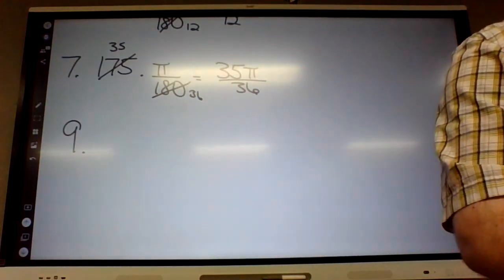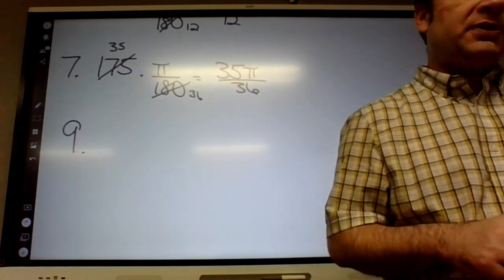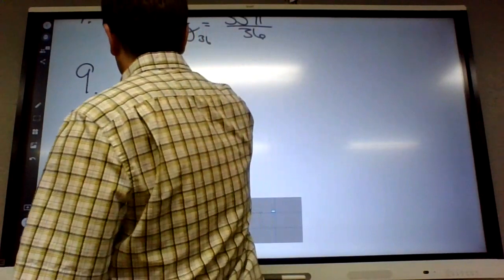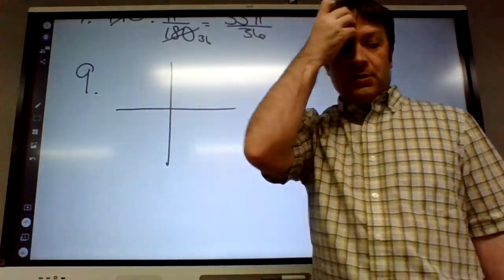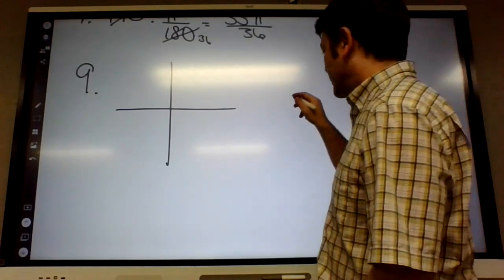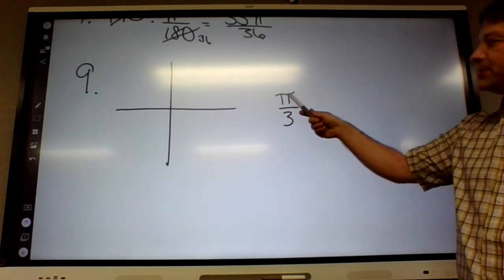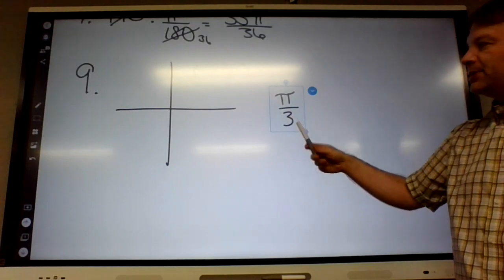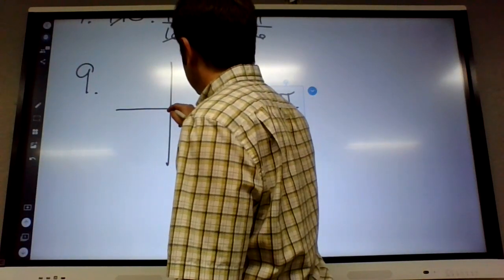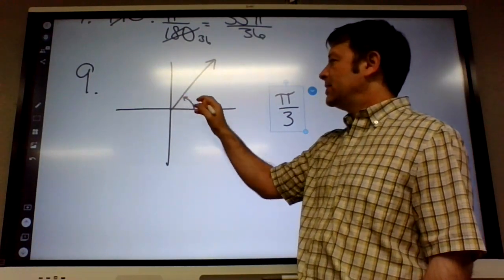Okay, number 9. Draw the standard position angle with the given measure and state the measure of its reference angle in radians and degrees. So this is kind of like yesterday when we drew the angles. On number 9 it says pi over 3. Where is pi over 3? Well, that one is in the picture, but pi over 3 is basically 180 divided by 3. So it's where 60 degrees is. So where would 60 degrees be? Most of the way to 90. We're about right there. I drew that little arrow.